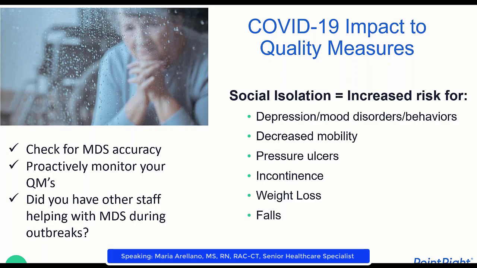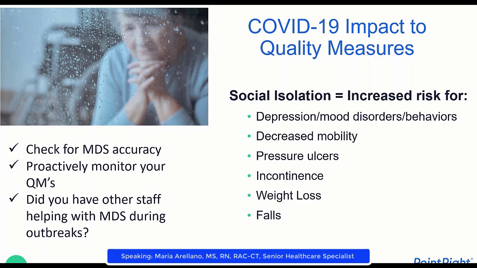And let's be very vigilant, especially on areas of depression and mood disorders and behaviors. That social isolation that we're all going through, but specifically our residents, they're at much more increased risk for this. And then also you could say, if we're starting to see more mood disorders and behaviors, are we at risk for seeing more use of antipsychotics or psychoactive medications, right? Risk for decreased mobility, pressure ulcers, incontinence, weight loss, falls, all of the above, right?